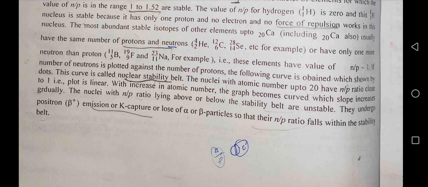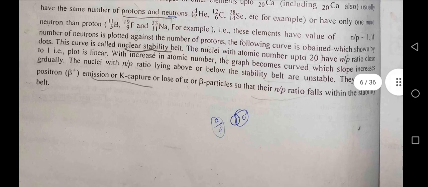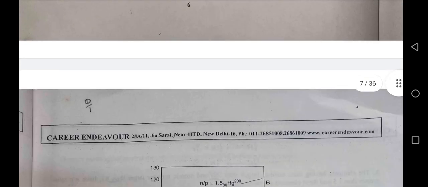The nuclei with atomic number up to 20 have an n by p ratio close to 1, that is, the plot is linear. With increase in atomic number, the graph becomes curved with the slope increasing gradually. The nuclei with n by p ratio lying above or below the stability belt are unstable. They undergo positron emission or K capture or lose a beta or alpha particle so that their n by p ratio falls within the stability belt.